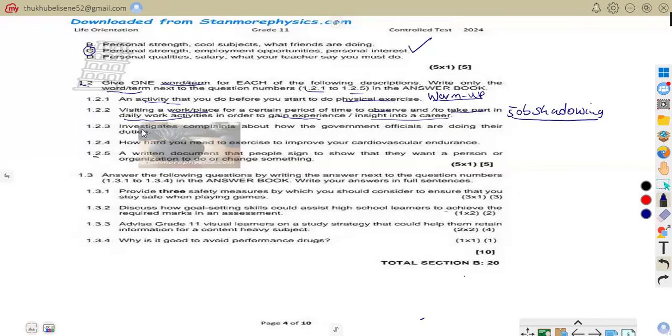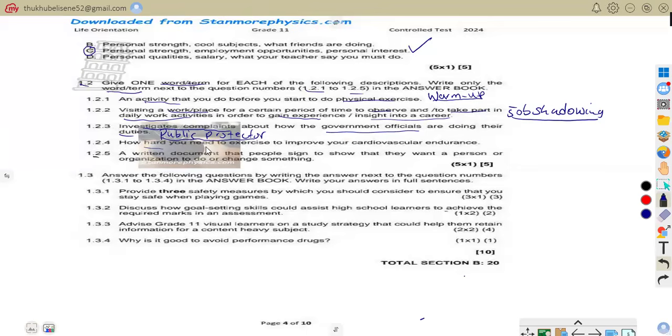So 1.23, investigating complaints about how government officials are doing their duties. So that one is a public protector. A public protector, good people, is an official who investigates unfair treatment by government. For example, investigating corruption cases or even handling complaints about poor service delivery. So that is that.